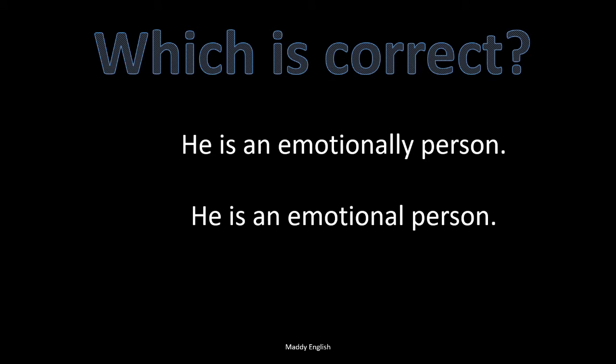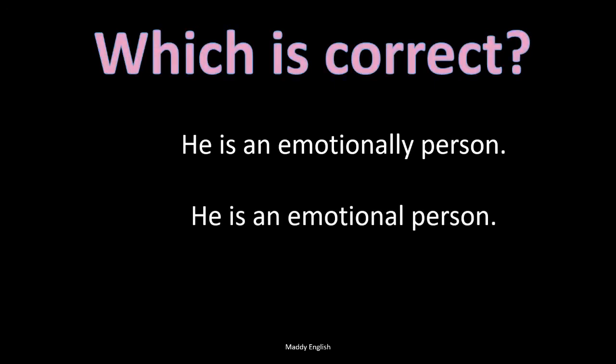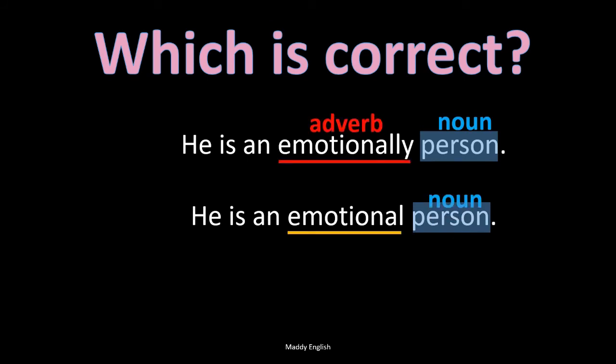He is an emotionally person. He is an emotional person. Which is correct? In the sentence, person is the noun. In order to describe a noun, an adjective is used. He is an emotional person is the correct answer.